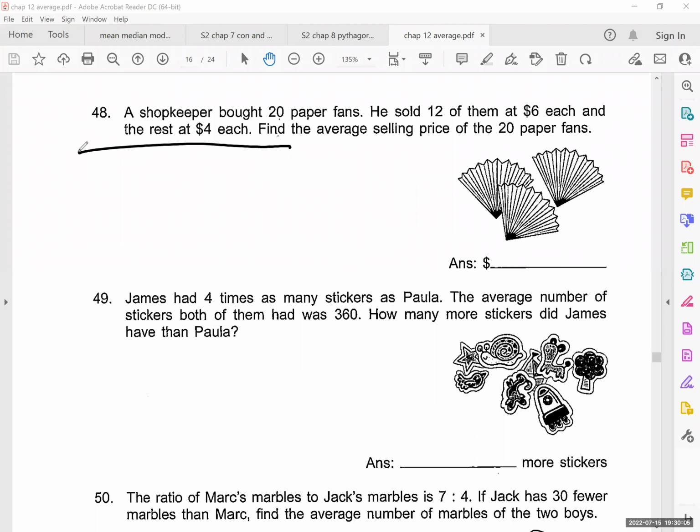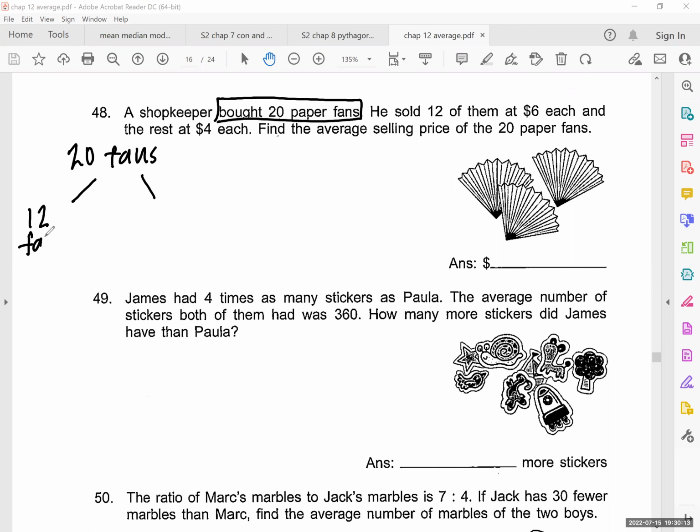I have 20 fans as my total, right? And they say that this 20 fans is split into 12 fans, and the rest are $4 each. So the rest are how many fans? 8 fans. Now, what about these 12 fans?